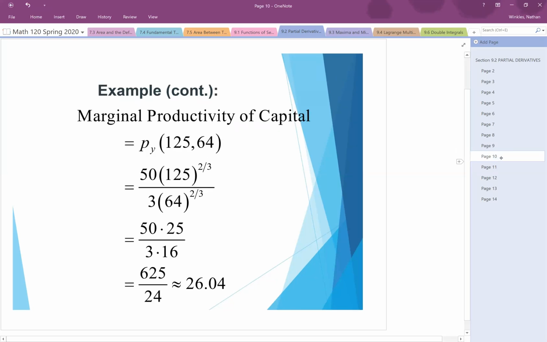We could do the same thing for the marginal productivity of capital. So we literally are just plugging in to our derivative of P sub y. So 50 times 125 to the 2/3 over 3 times 64 to the 2/3. So 50 times 25 divided by 3 times 16 gives us 625 over 24. You could have also just multiplied this out and divided here. So 50 times 25 divided by the 16 times 3, you would have got to the same exact answer.